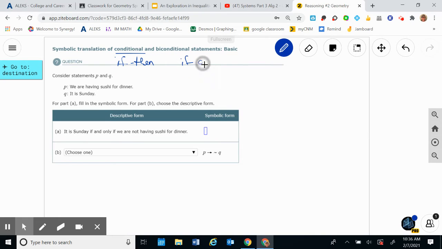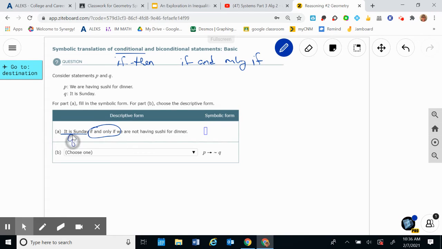Biconditional is if and only if. Okay, so consider the statements P and Q. P: We are having sushi for dinner. Q: It is Sunday. Your job here is to just figure out how to represent it. Again, it is Sunday. Do you see this? If and only if. Okay, we are not having sushi for dinner.